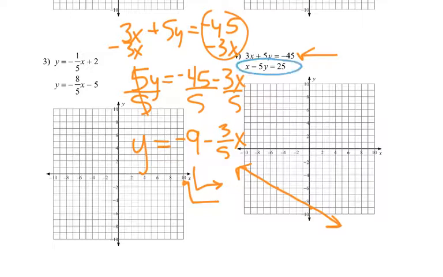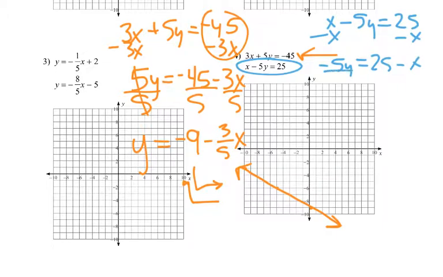Then I do the same thing to this one. So x minus 5y equals 25. Subtract an x. Get negative 5y equals 25 minus x. Divide by negative 5. That'd be like a 1 there. So I'd get y equals negative 5 plus, because negative over negative is positive, 1/5 x. So I start at negative 5, and I'm going up 1 to the right 5, or down 1 to the left 5.